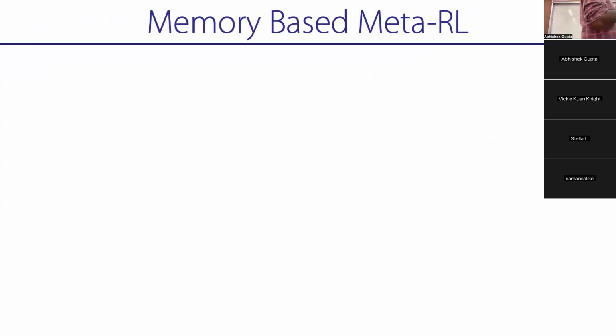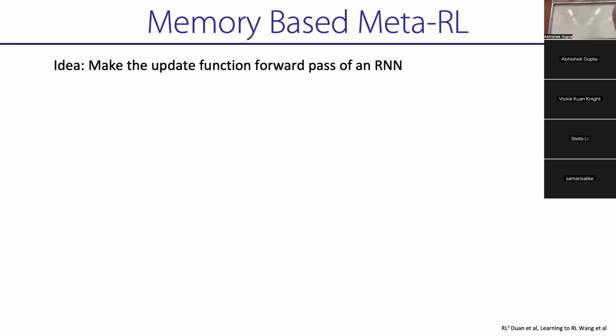Okay, so let's try to think about the first and simplest way to do this, which is memory-based meta-RL. It's so dumb and obvious that it's almost treated as de facto. People already do this, but it wasn't that obvious when it came out. So the idea here is that your update function is the forward pass of an RNN, and your policy at any point is the activations of your RNN.